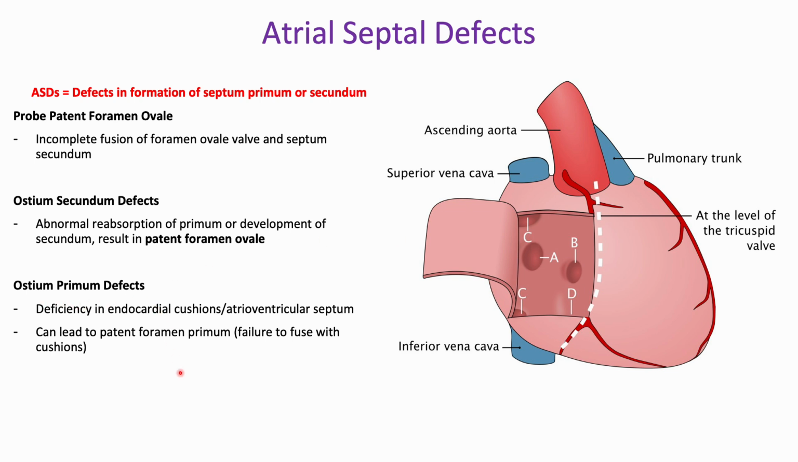The ostium primum defects are going to be an issue with the endocardial cushions or atrioventricular septum. So this is going to be happening more at the fusion point, and this can lead to patent foramen primum, which is where you have that failure to fuse with the endocardial cushions.